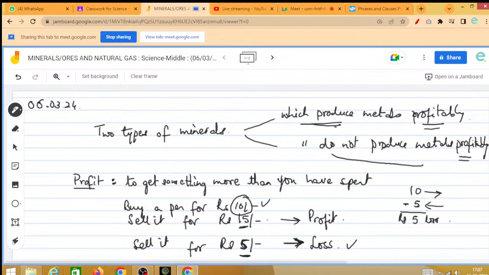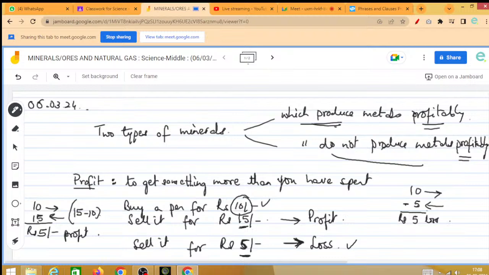In this case, I spent 10 rupees. In return, I am getting 15 rupees. So, how much profit have I made? So, 15 minus 10. Right? Because I have got more money back. So, rupees 5 profit. Okay?